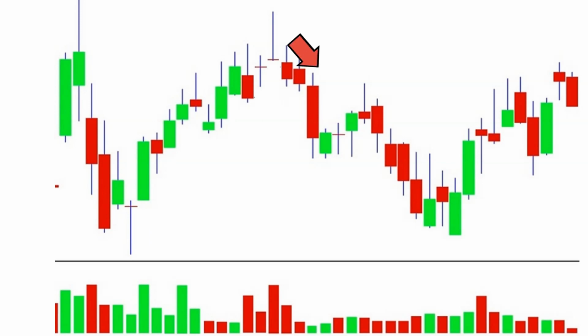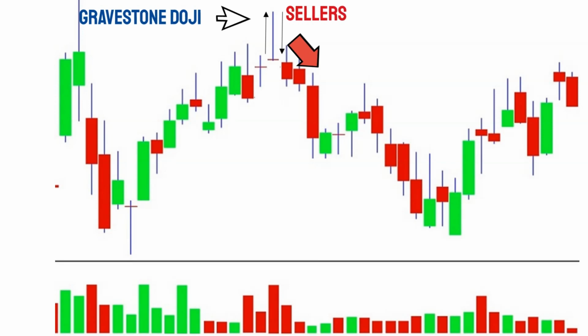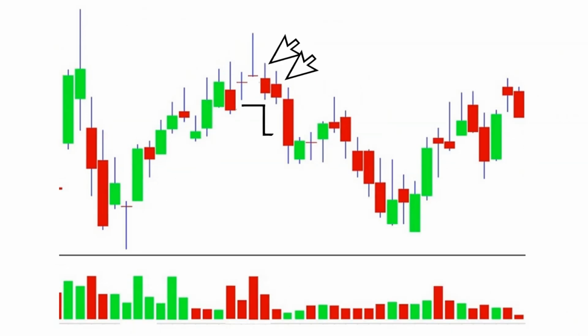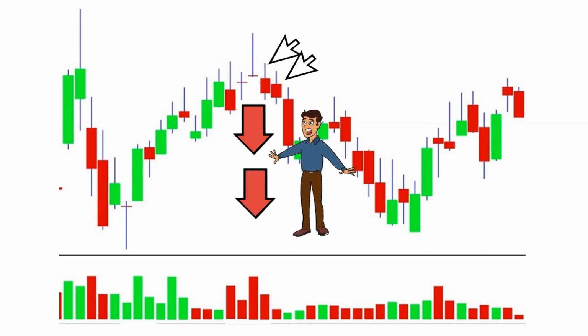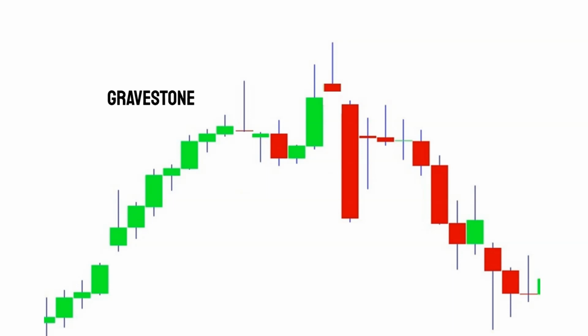A gravestone doji indicates that the initial upward price trend is likely to reverse and start declining because of the dominance of sellers. Sellers are coming in. The gravestone pattern is typically stronger at market tops. If the subsequent candlestick is red, bears have succeeded. Sellers will have influence in the market and it will be a graveyard for the buyers. A gravestone doji candle has a similar shape to a shooting star without a body.